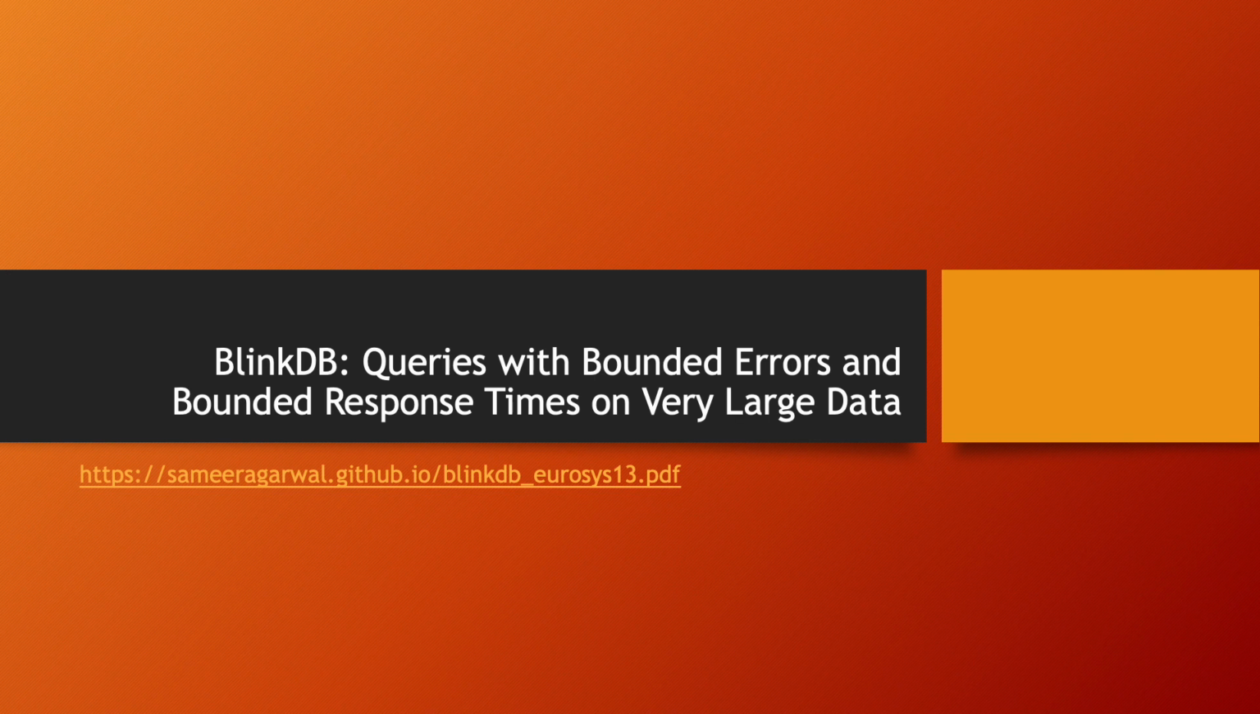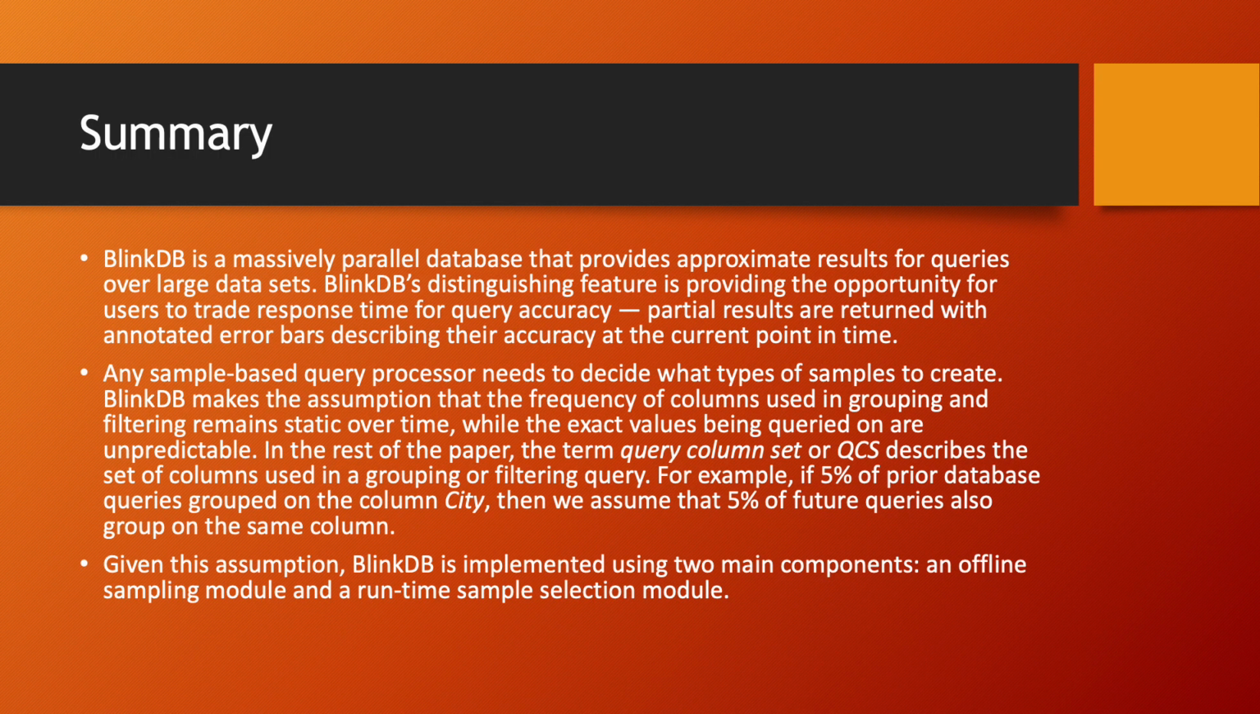The paper of the day is BlinkDB: Queries with Bounded Errors and Bounded Response Times on Very Large Data. BlinkDB is a massively parallel database that provides approximate results for queries over large data sets. BlinkDB's distinguishing feature is providing the opportunity for users to trade response time for query accuracy. Partial results are returned with annotated error bars, describing their accuracy at the current point in time.